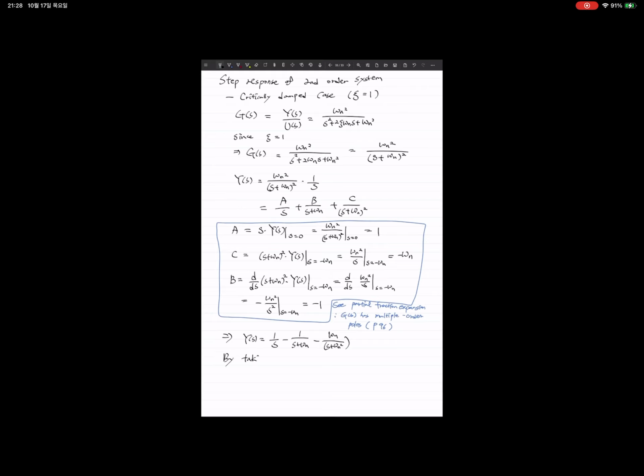Then what? We can take the inverse Laplace transform, then we can obtain the solution, which is 1 minus e to the minus omega n t times (1 plus omega n t).